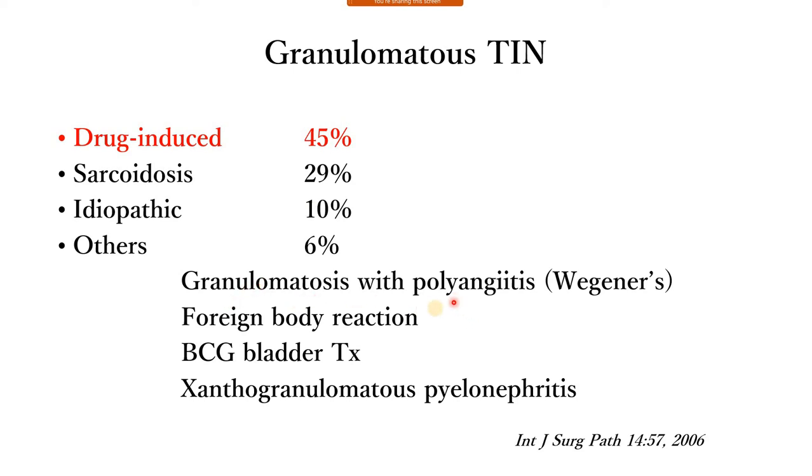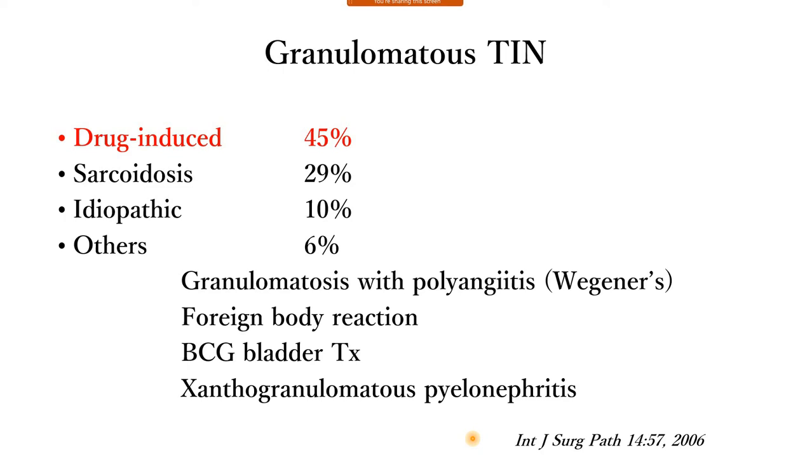Granuloma is famous for sarcoidosis or TB, but it's not specific. The most common cause is a drug-induced process. The second is sarcoidosis. The third is idiopathic, which means we don't know anything. Other situations are granulomatosis with polyangiitis, Wegener's granulomatosis, and also foreign body reaction, BCG bladder treatment, or xanthogranulomatous pyelonephritis, which is a kind of severe infectious process. So again, granuloma is often seen in a TIN, but this is not specific for any kind of entity.